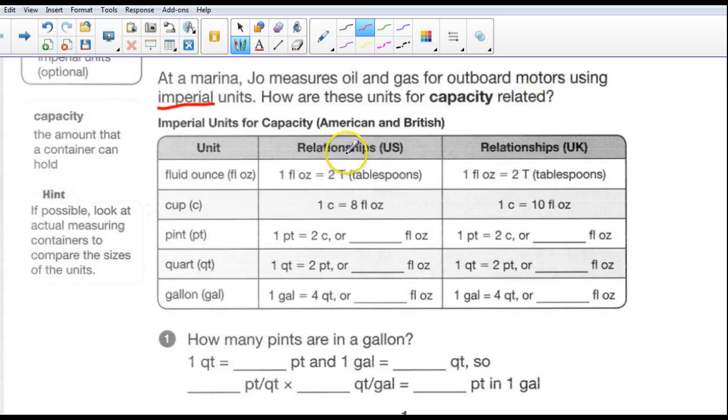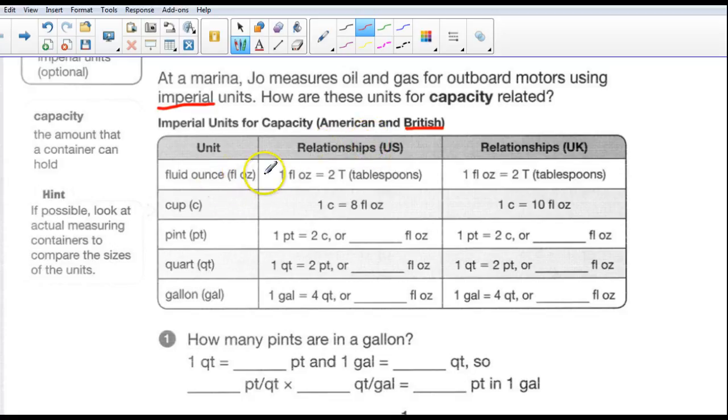Okay, so we've got two different systems here. Within the imperial system, we've got the American and the British. Here in Canada, we use the British. That's why you'll notice that our gallon is a little bit larger than an American gallon, and you're going to find out why later on in the chapter.